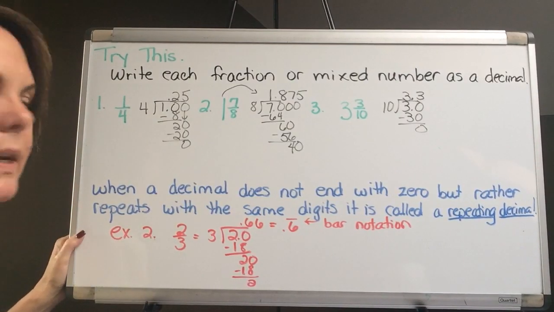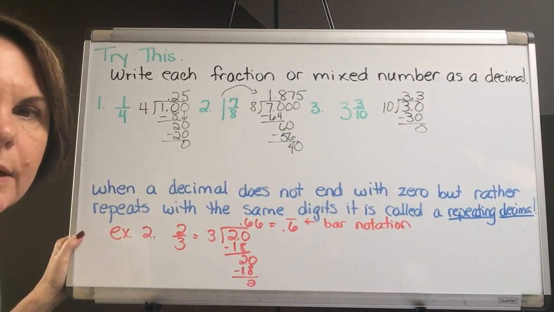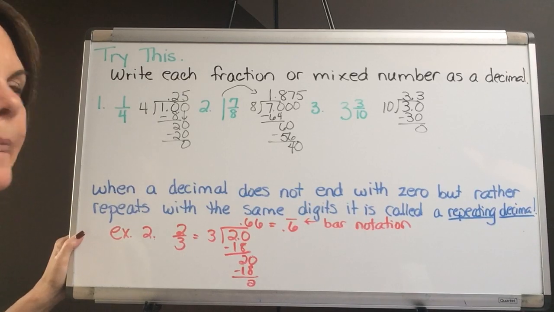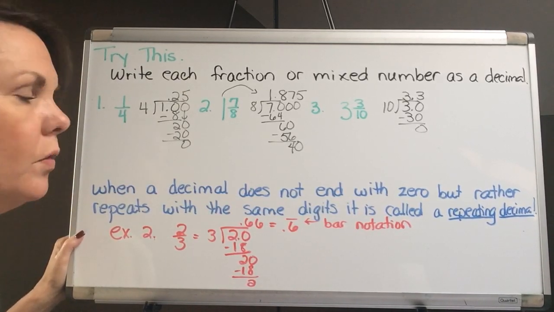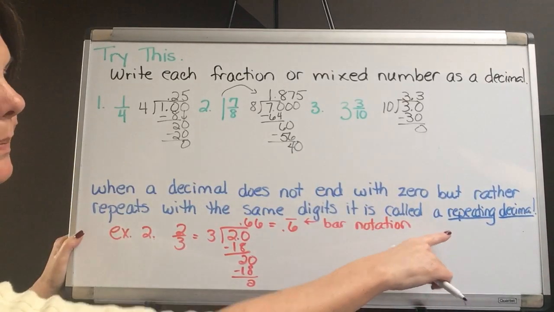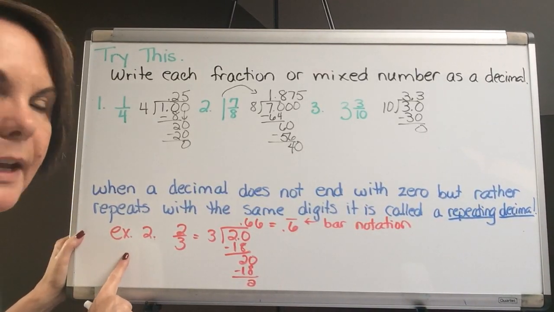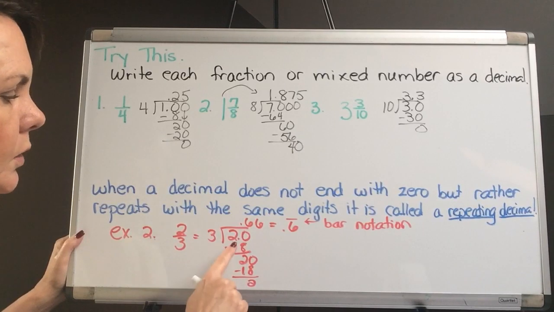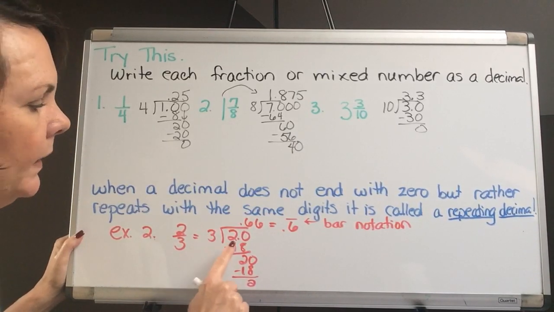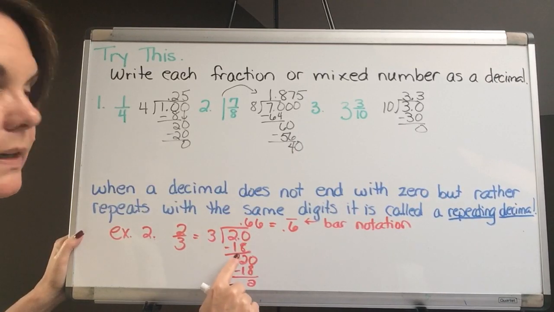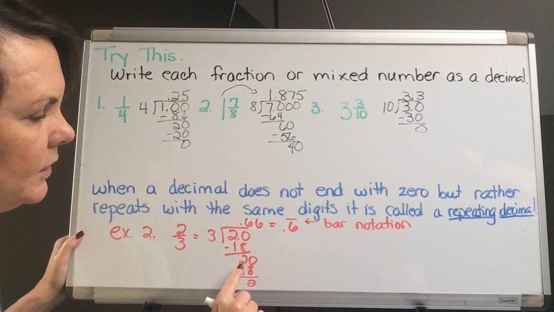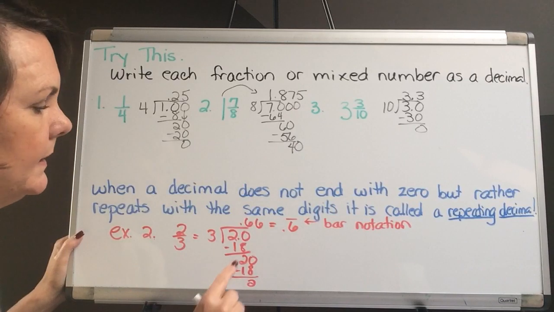Down here, when a decimal does not end with 0, therefore when it doesn't terminate, but it keeps going on and on with the same number over and over, that is a repeating decimal. So let's take a look at example 2, 2/3. 2 is being divided by 3. Add the decimal point and a 0. 3 into 20 is 6. 6 times 3 is 18. Subtract and get 2. So the process is exactly the same.